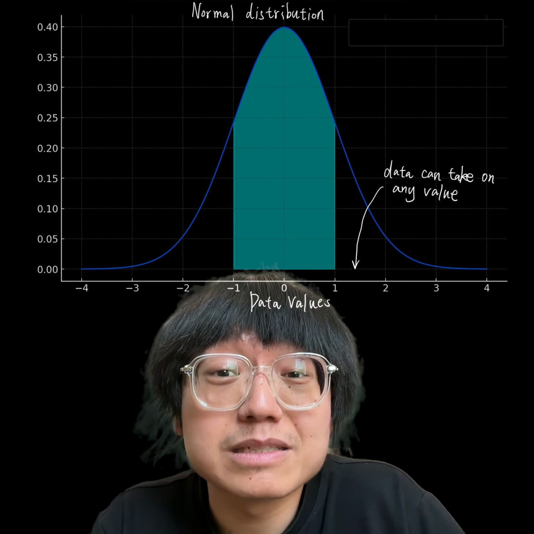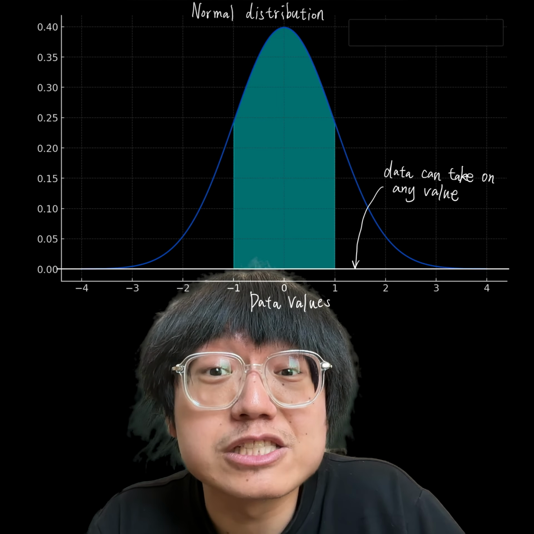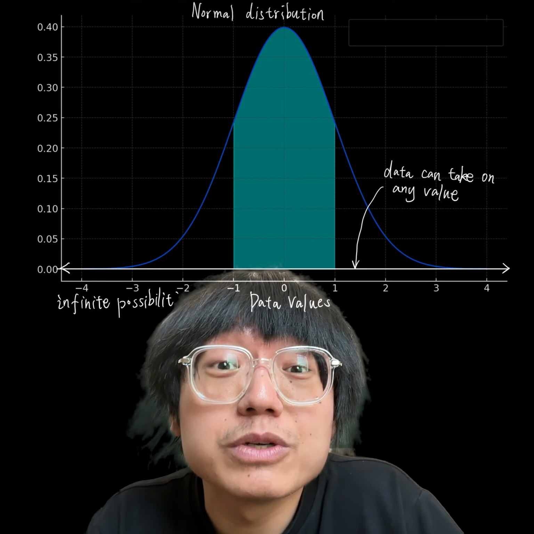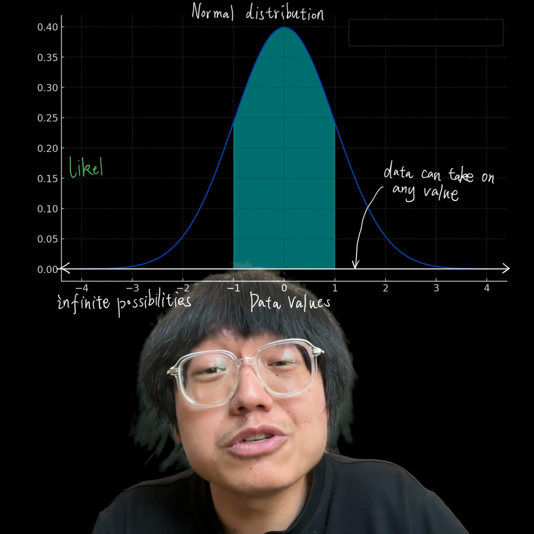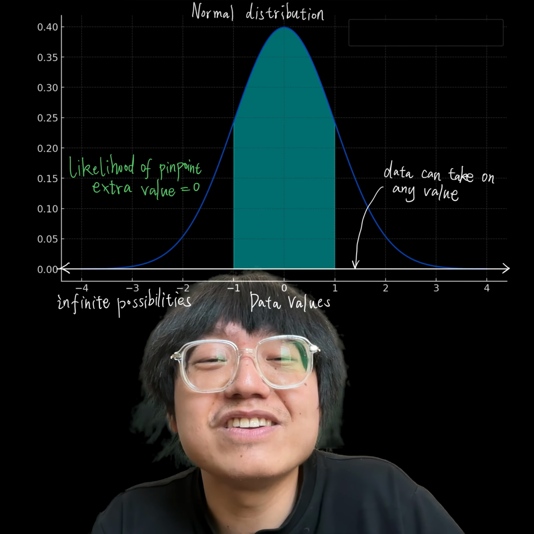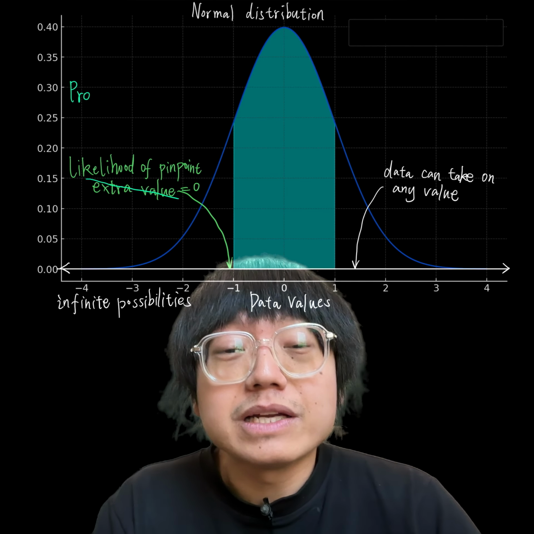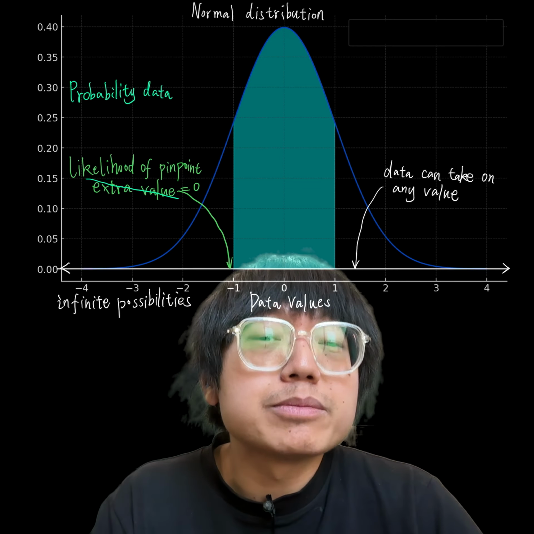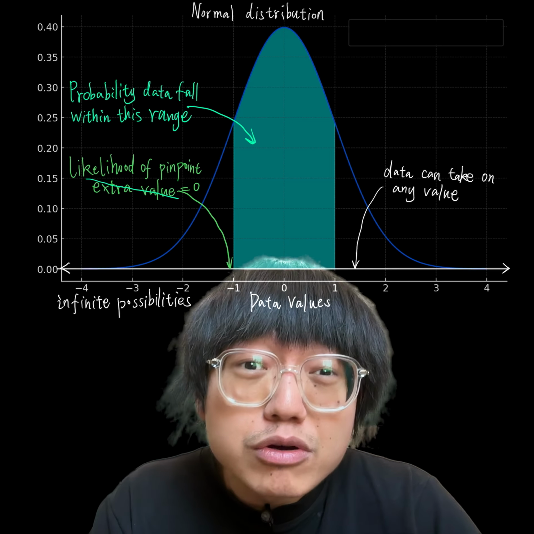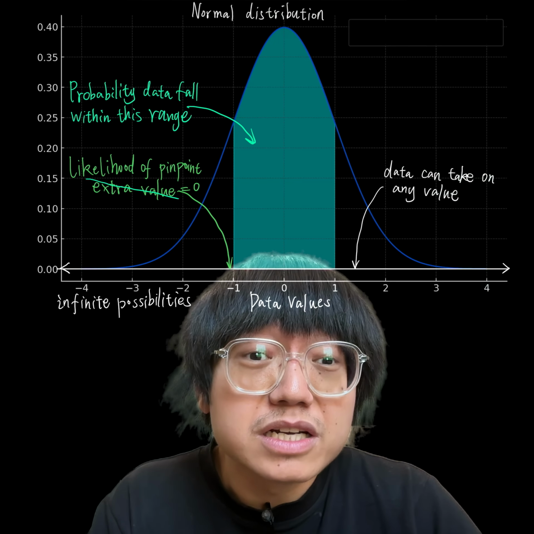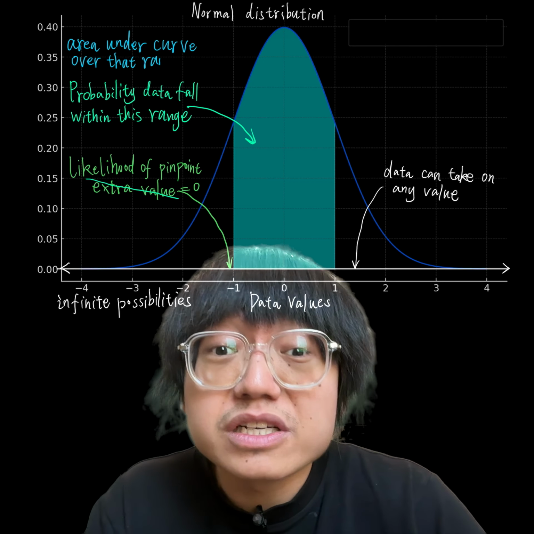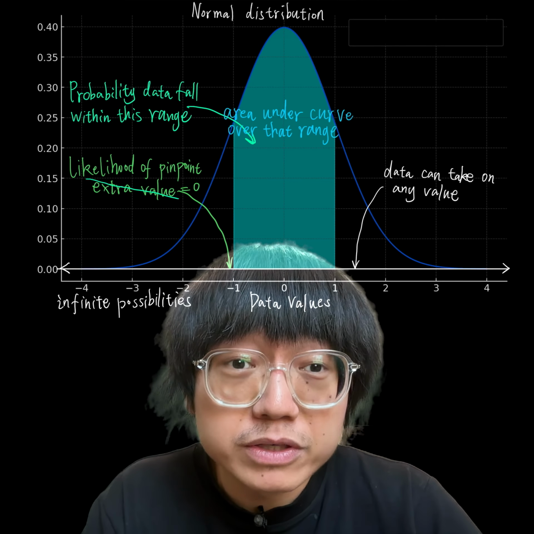So when we say that the probability of observing an exact value is zero, we mean that there are infinite possibilities for the value the data can take, which makes the likelihood of pinpointing one exact number effectively zero. Instead of the probability of exact values, we're talking about the probability of a data point falling within a range. This is usually represented by the area under the curve for a specific interval, which indicates that we consider a range of values, not a pinpoint number.